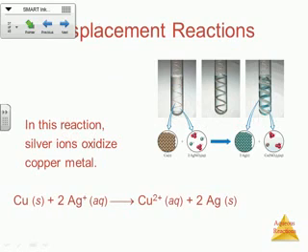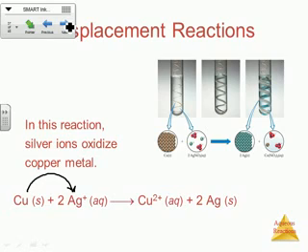Next, replacement reactions. We talked about these last year as single replacement, or I think they're calling them displacement reactions on here. Single replacement reactions, same basic thing. In this reaction, silver ions oxidize copper metal. This is the net ionic equation for this reaction. What's essentially happening here is this copper is going to end up giving electrons away to the silver, and so the copper is being oxidized.